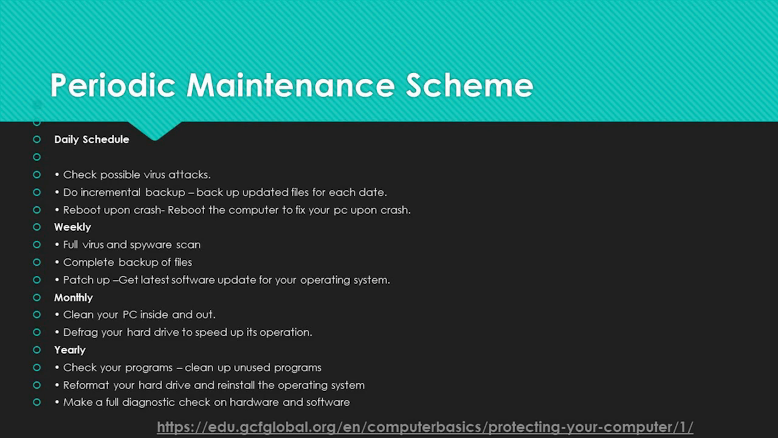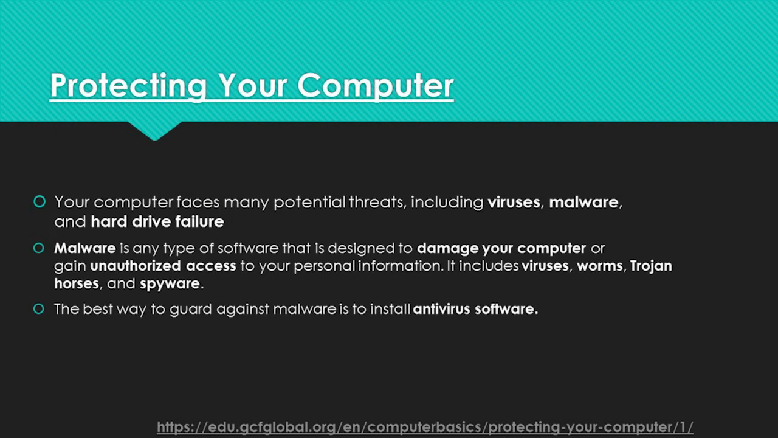So how do we protect our computer in cyberspace? How do we safeguard our computer against malware? What is malware? Malware is a type of software that is designed to damage your computer or gain unauthorized access to your personal information. Malware includes viruses, worms, Trojan horses, and spyware. Most malware is distributed over the internet and is often bundled with other software.